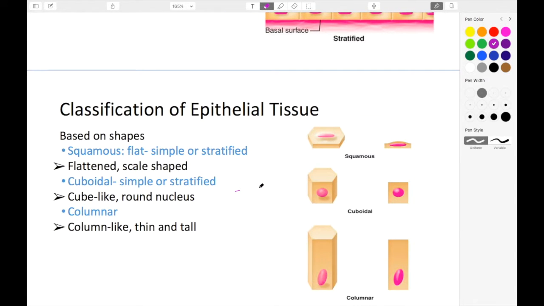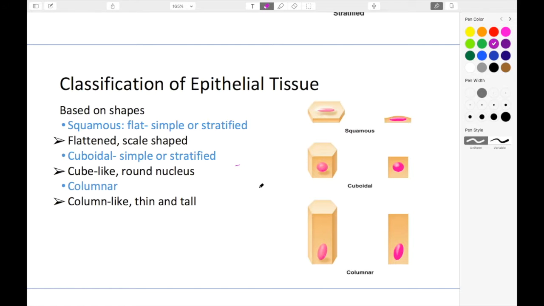Okay, and another classification is based on the shape, what it looks like. We usually classify them in three terms: squamous, cuboidal, and columnar. Squamous cells are usually flat cells. They may be simple or they may be stratified with multiple layers. Before I move on to cuboidal, what I want to mention is that these are flattened, and they may be scale shaped, like this kind of shape too. They can be scale shaped, they can be flattened, but they might be simple or stratified. Another type is called cuboidal. Cuboidal also may be simple or stratified.